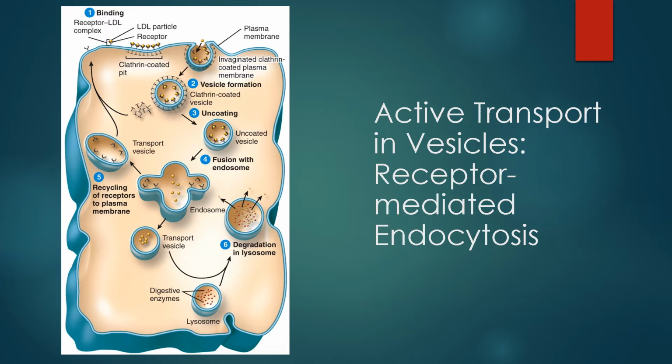We're going to talk about another type of active transport which uses vesicles. First off, vesicles are small spherical sacs within cells. A variety of substances are transported in vesicles from one structure to another within cells. They also import materials from and release materials into the extracellular fluid.